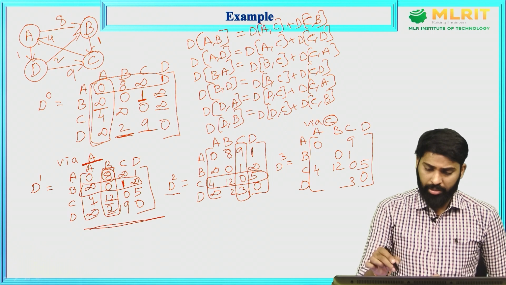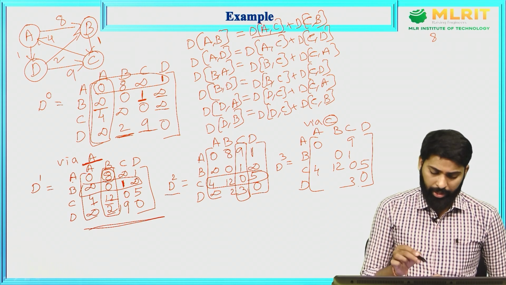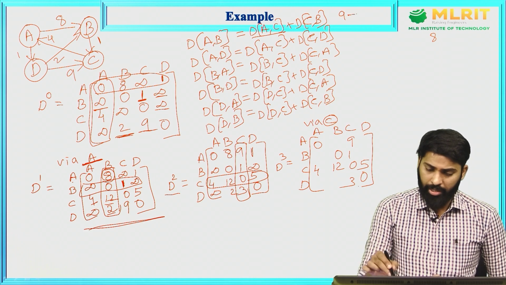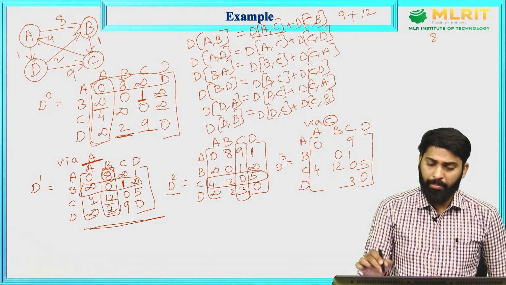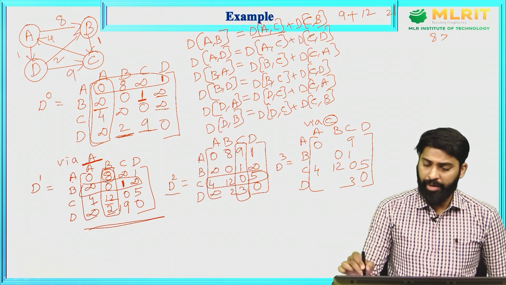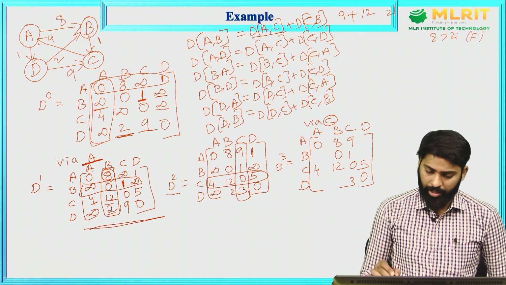A to B distance is 8. Now what is the distance of A to C? A to C is 9 plus distance of C to B is 12. So 9 plus 12, 21. Is 8 greater than 21? False. So we write the same value, 8 here.